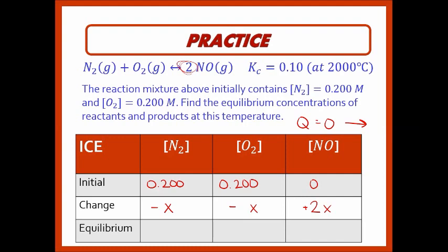So now we can solve for the mathematical expression that is equivalent to the equilibrium concentrations of the reactants and products. So the equilibrium concentration of N2 is going to be equal to 0.200 molarity minus x. The equilibrium concentration of O2 is also going to be equal to 0.200 minus x. And the equilibrium concentration of NO is going to be equal to 2x. Now in this situation, Kc is not a small enough value in order to use the x is small approximation, so we are going to need to solve using the quadratic formula.